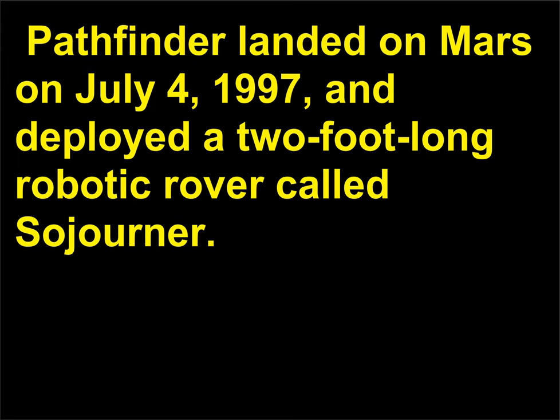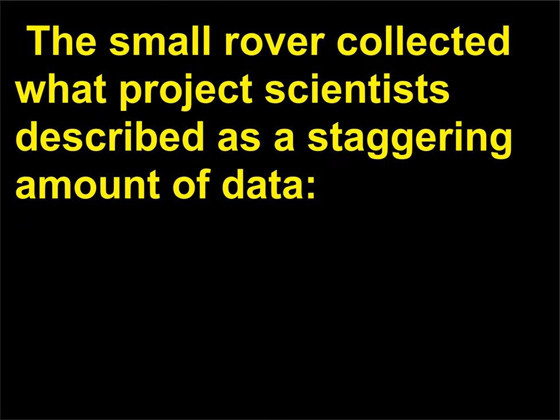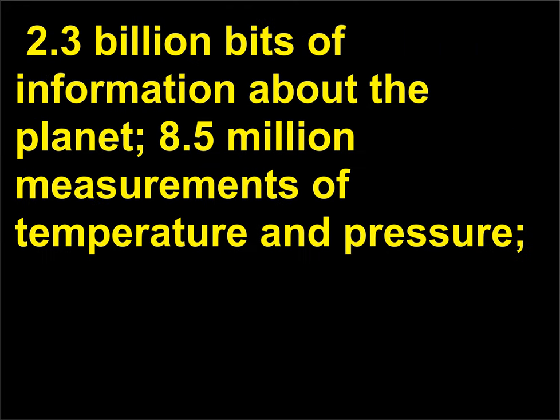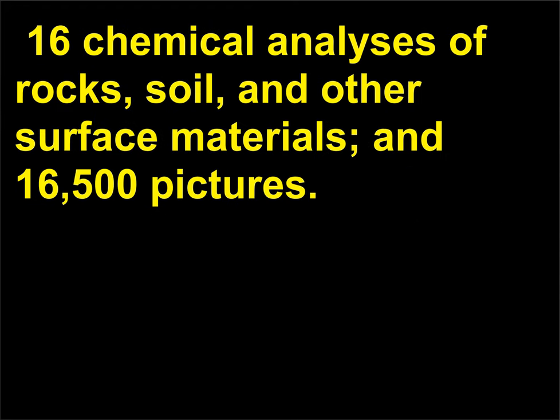Pathfinder landed on Mars on July 4, 1997, and deployed a 2-foot-long robotic rover called Sojourner. The small rover collected what project scientists described as a staggering amount of data: 2.3 billion bits of information about the planet, 8.5 million measurements of temperature and pressure, 16 chemical analyses of rocks, soil, and other surface materials, and 16,500 pictures.